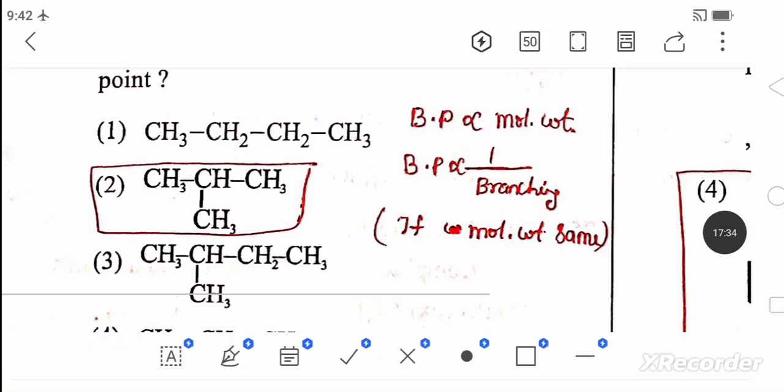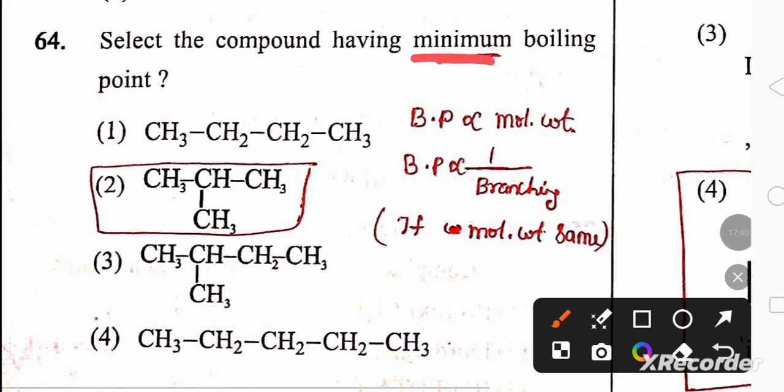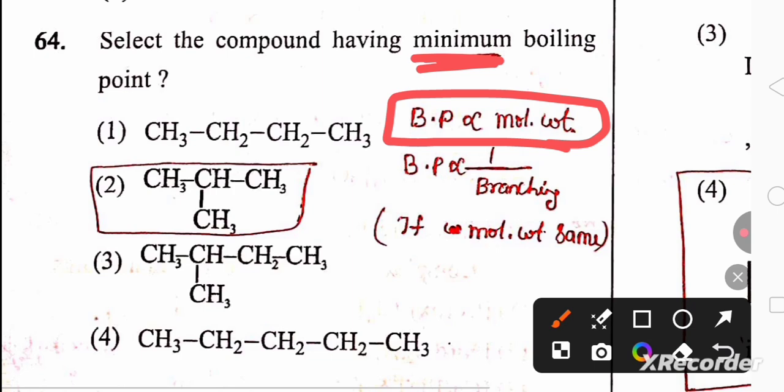Next question. In the next question, children, select the compound having minimum boiling point, less boiling point among the four. So we know boiling point depends on the molecular weight, and as the number of carbon atoms increases, there will be more boiling point. So among the four, option 3 and option 4 having 5 carbon atoms, so they definitely don't have the minimum boiling point.